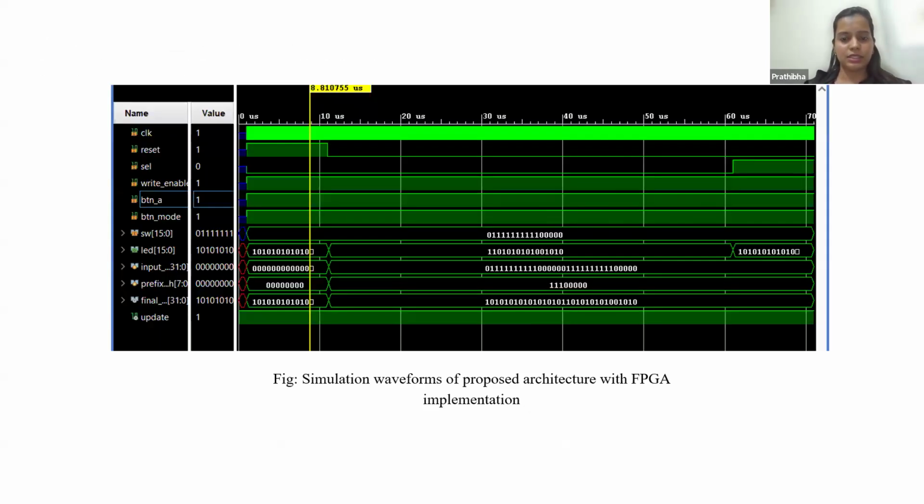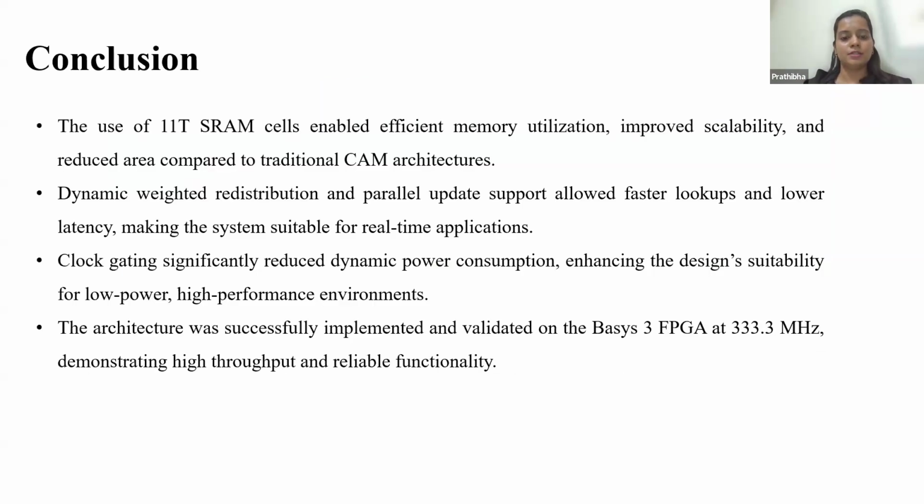This is the output taken for the FPGA implementation. Since we are dealing with IPv4 addresses, it will have 32 bits. Since I have used a Basys 3 Xilinx Artix-7 FPGA board, it can take 16 bits at a time. Once the enable is set to 1, the first 16 bits will come, and when the enable is set to 0, the next 16 bits will be given.